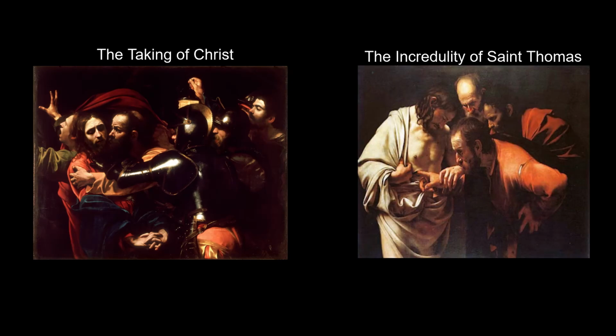The Taking of Christ and the Incredulity of St Thomas are two of Caravaggio's greatest religious pieces. They perfectly encapsulate his chiaroscuro style with their stark contrast of dark and light. Both pieces are very different in what emotions they depict, and the way light is used to make the viewer feel these emotions is beautiful.